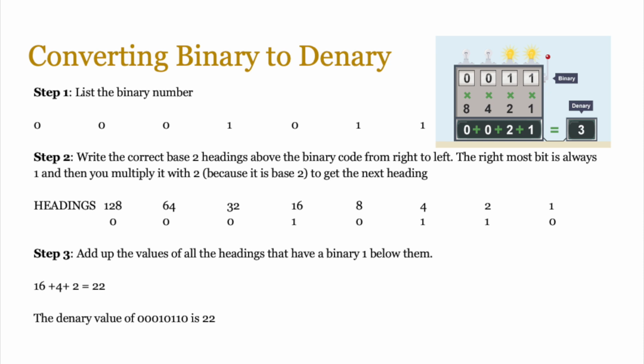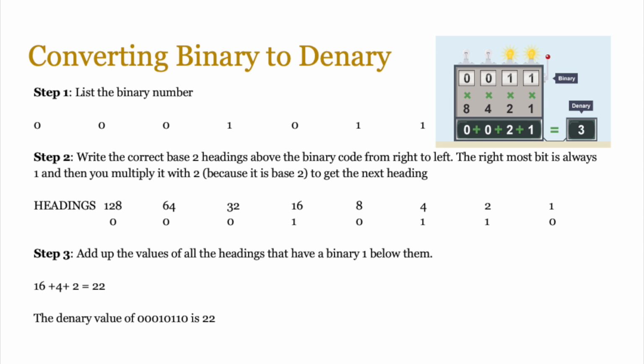Let's start by converting binary numbers to denary, numbers that we understand. So say, for example, you've got the number 0001011. Now, first, we're going to list the binary number exactly. Just make sure you have some spaces because it aids in your understanding of how to use that number. So 0001011, we write it like that. Step 2, we write the correct base 2 headings above the binary code from right to left.